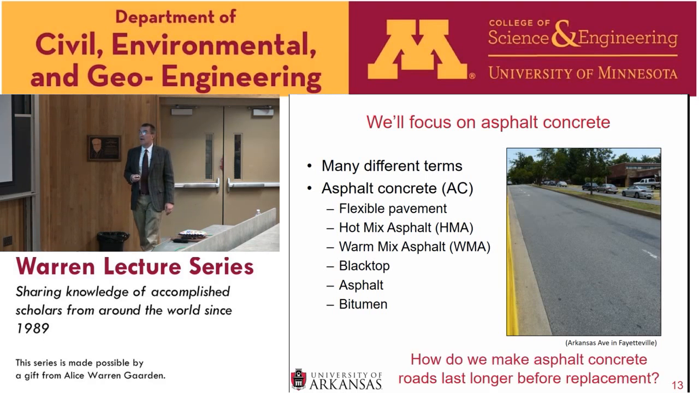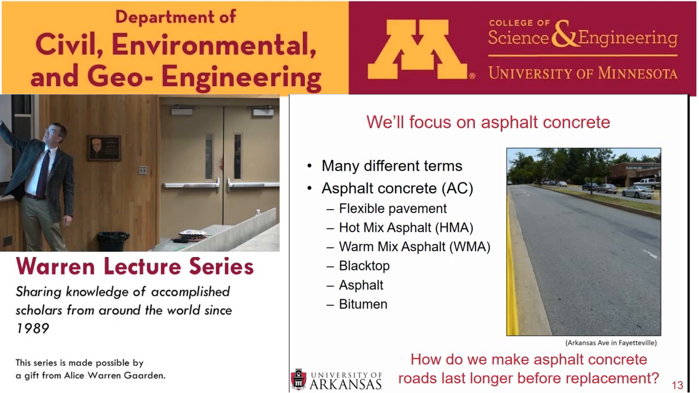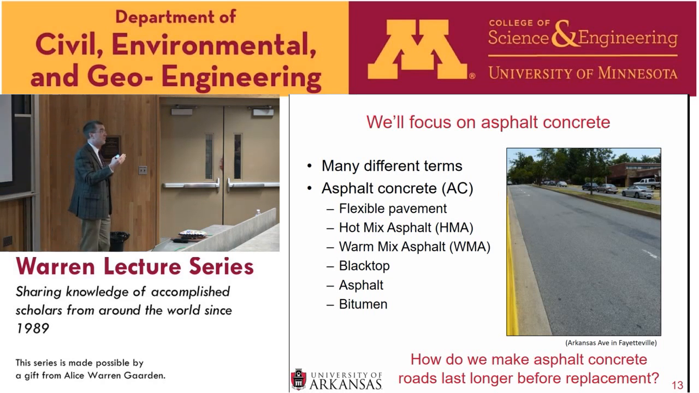And the question we have is, we have all these roads, and actually this is a picture here of Arkansas Avenue, which is in Fayetteville, and you can see there's a little bit of distress in the right wheel path in that left-hand lane, and that's because you're approaching a stoplight. And as you approach a stoplight, cars slow down. As they slow down, that pavement has heavier loads on it because the loads aren't moving as quickly.